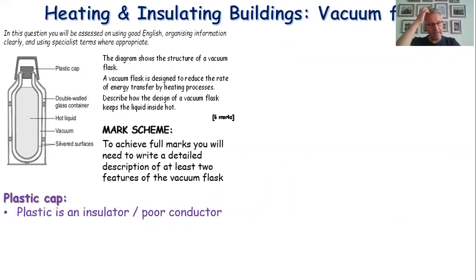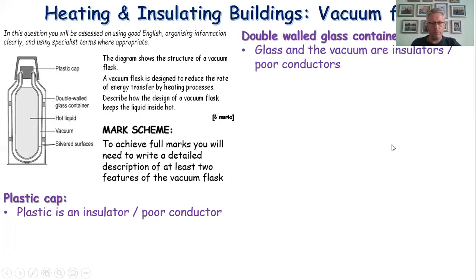If you look at the plastic cap and lid, you've got the fact that plastic is an insulator or a poor conductor. So that basic statement saying that the plastic cap is an insulator gains you a mark. Then the detailed description, sorry, we're not going to look at the detailed description just now. The other features there are a double-walled glass container and a vacuum. So you can see there we've got a vacuum between a double-walled glass container.